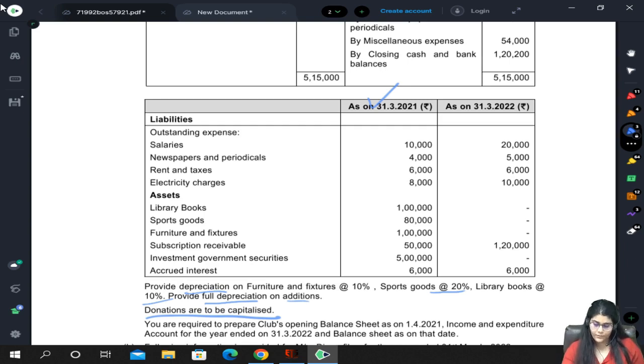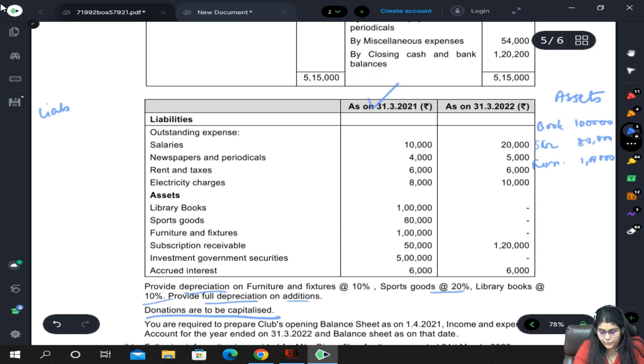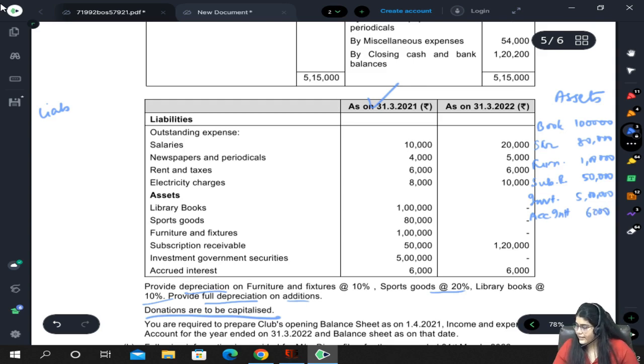So, again, liabilities on this side, assets on this side. We have library books, 1 lakh, sports goods, 80,000, furniture, 1 lakh, subscription receivable of 50,000, investment, 5 lakhs, accrued interest, 6,000. Right, there is nothing else.